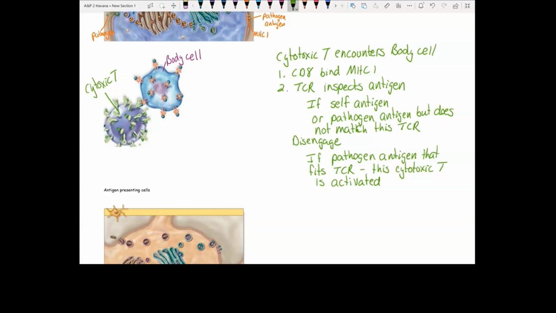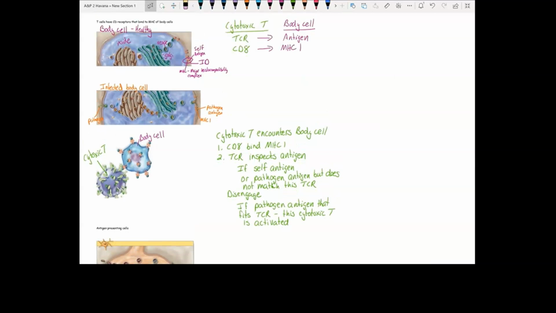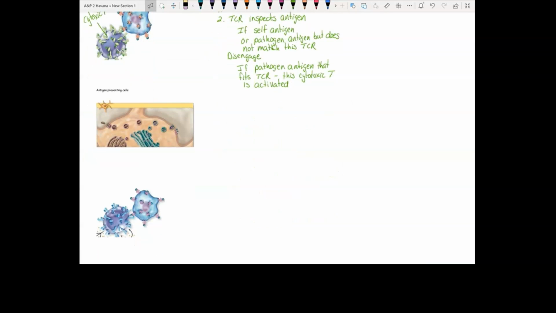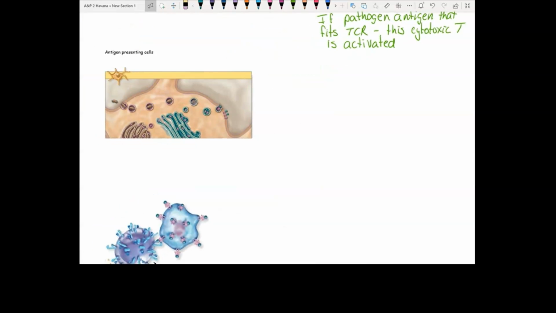So there's some more detail about how the two receptors on cytotoxic T work. So cytotoxic T interacts with body cells. The CD8 binds to MHC1 that's on all your body cells, and then the TCR inspects the antigen. Okay, now we'll look at helper T cells. We'll start off with this top cell here, which is an antigen presenting cell. We can call it APC for short.